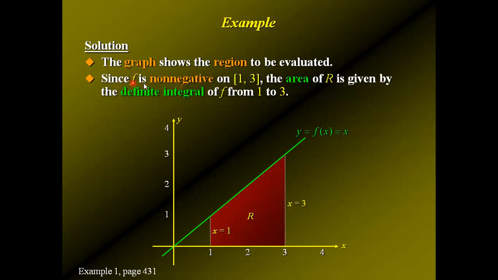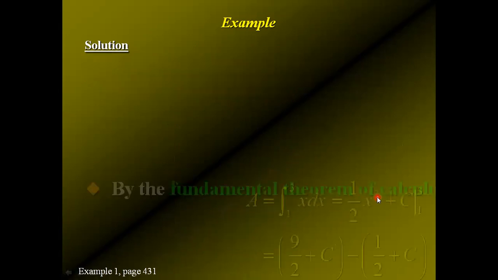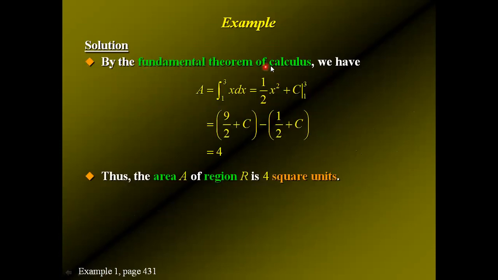This is the red area we are finding between the interval 1 and 3, and this is the region R. Since f is non-negative on [1, 3], the area of R is given by the definite integral of f from 1 to 3. By the fundamental theorem of calculus we have the integral from 1 to 3 of x dx. F(x) equals what? The integral of x is x squared by 2.